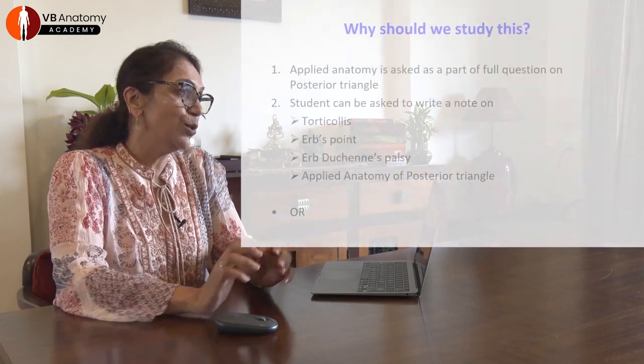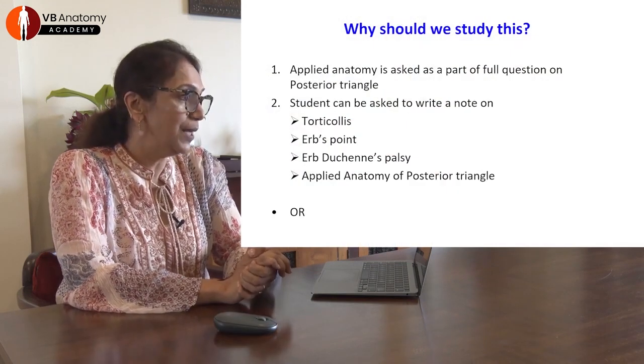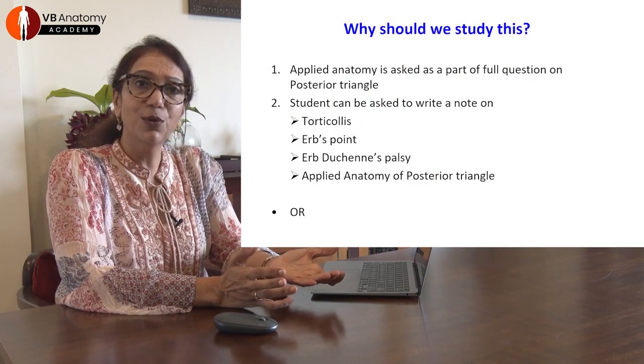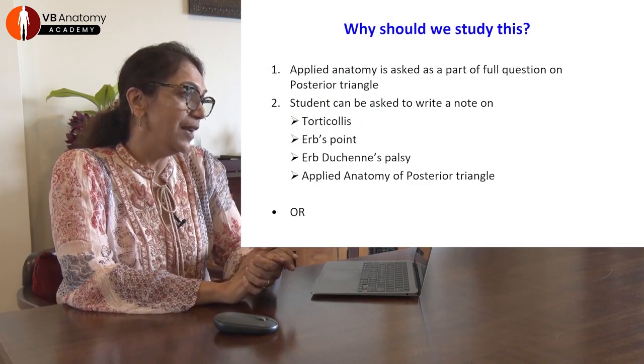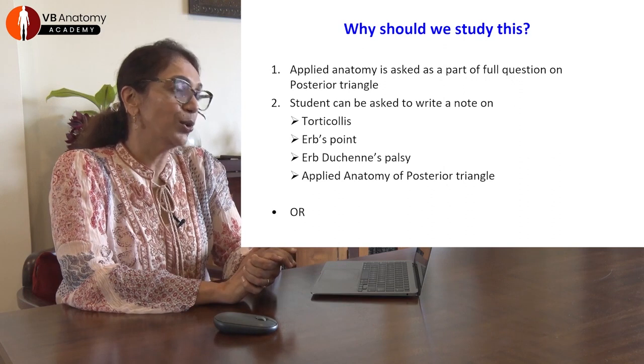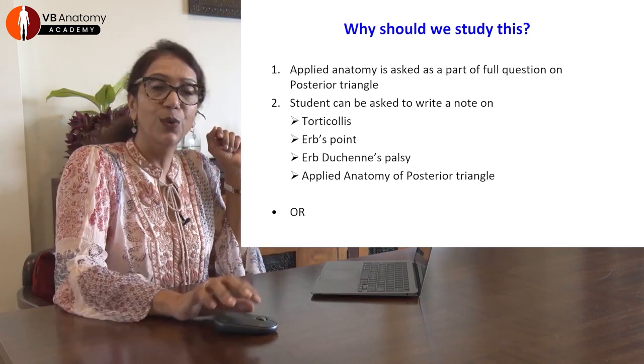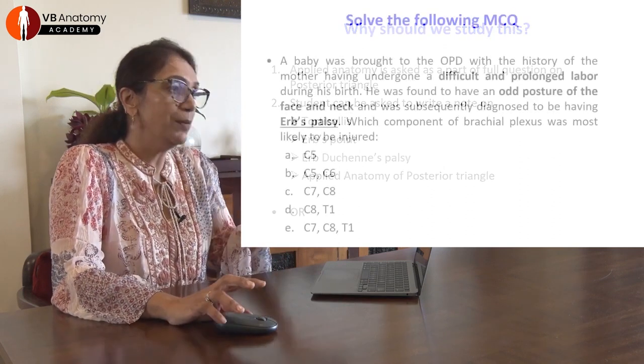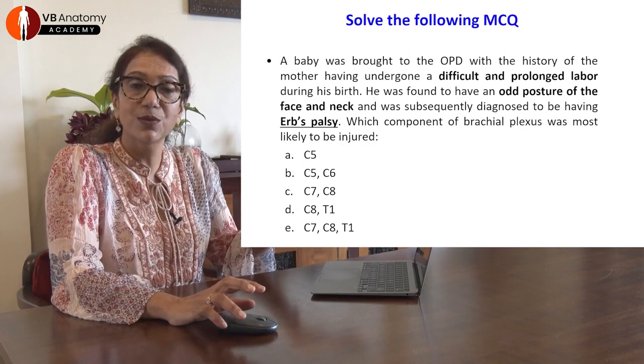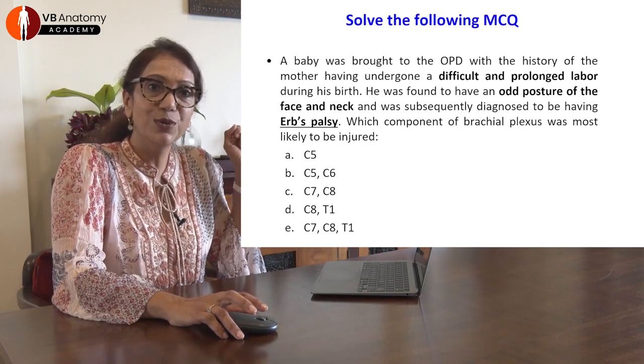Okay, so why should we study this? Because it's asked as a full question on posterior triangle. You can be asked to write a note on torticollis, Erb's point, and so on. Or you might be asked an MCQ such as this one. Should we try and solve it, students?